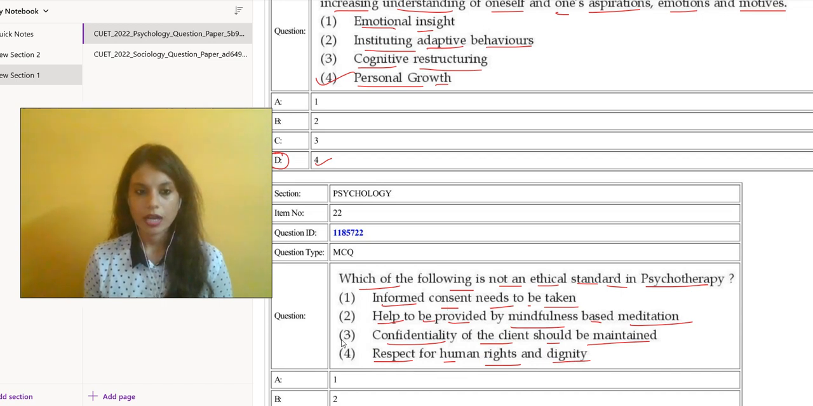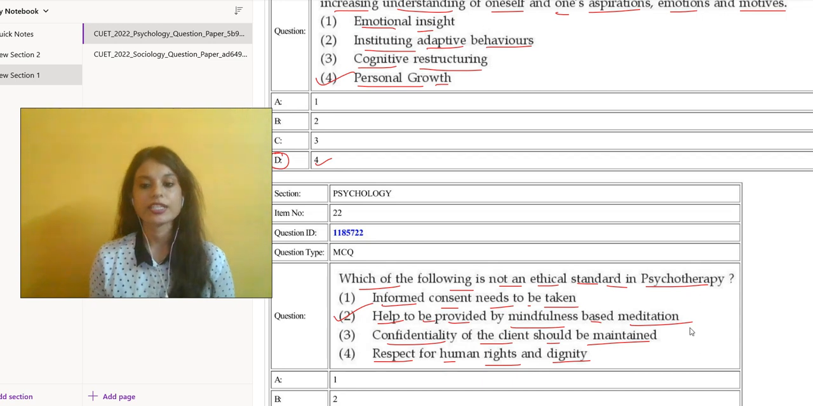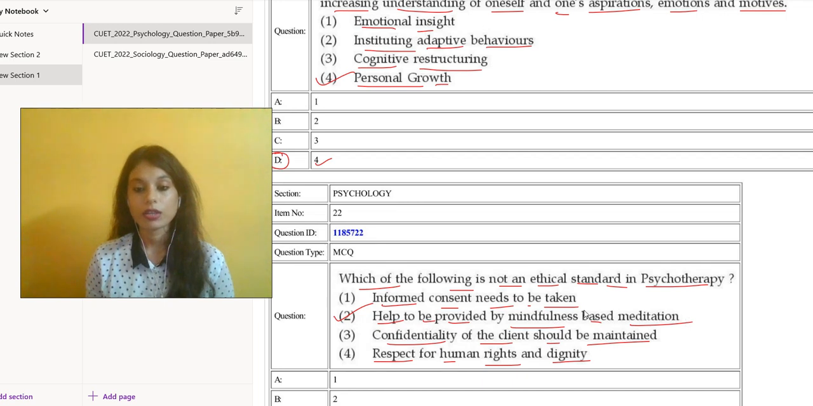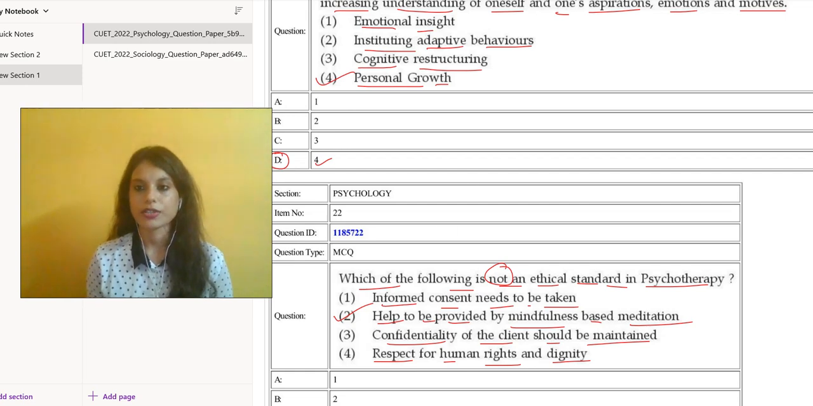So over here, our correct answer would be the help to be provided by mindfulness-based meditation. Sorry, the question is talking about what is not an ethical standard. So yes, number 2 would be something which is not an ethical standard in psychotherapy. Let's move over to the next question.